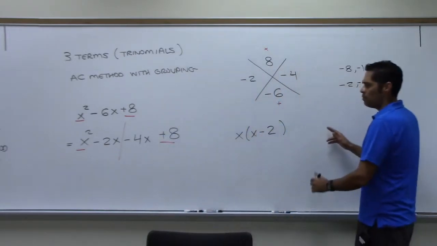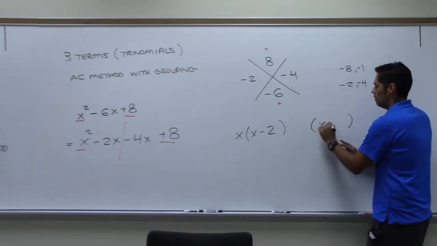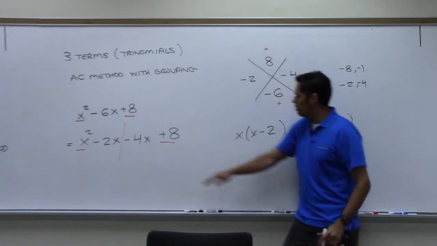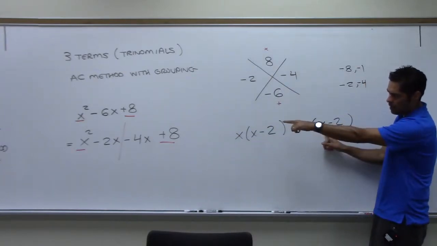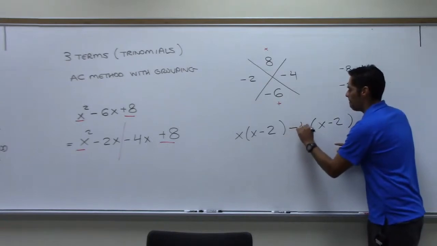And then do y'all like doing the one where we matched it? We said we're going to need x minus 2 here. And then what would I need to turn x into negative 4x and negative 2 into positive 8? Negative 4.